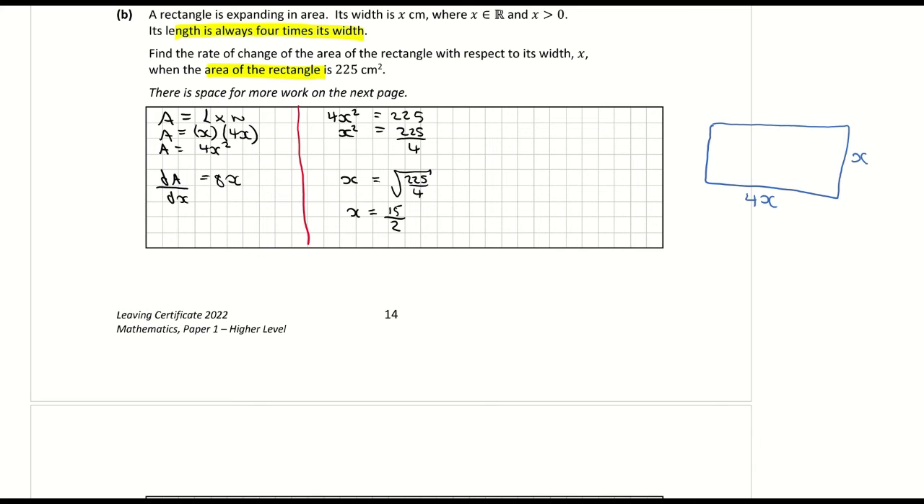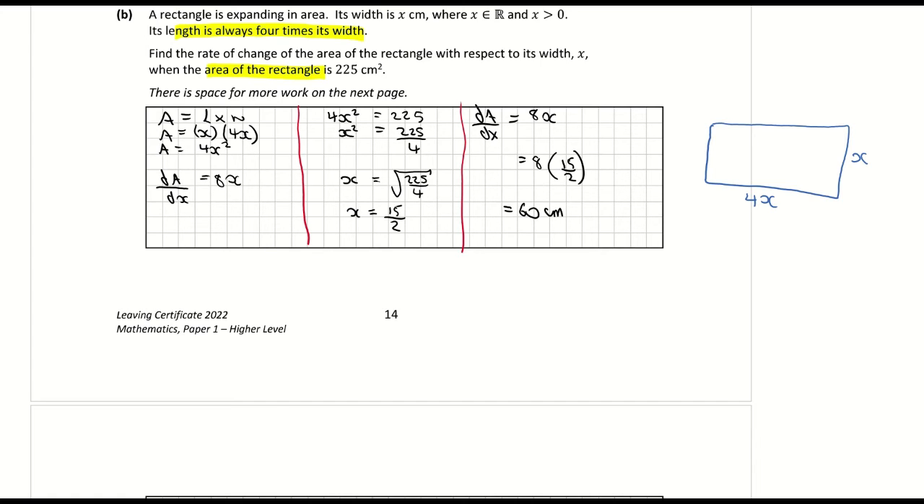And now what I'm going to do with that is I'm going to bring that back to my rate of change. So remember we have dA/dx, we have a value of 8x. I now have the value of x when the area is 225. So I'm basically going to sub in my value for x, which is 15 over 2, 7.5. And when I multiply that out, I get 60 centimeters.